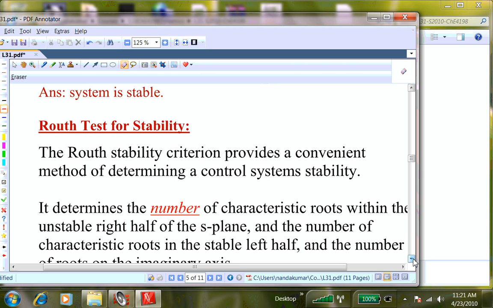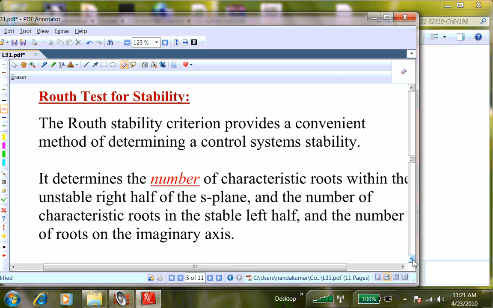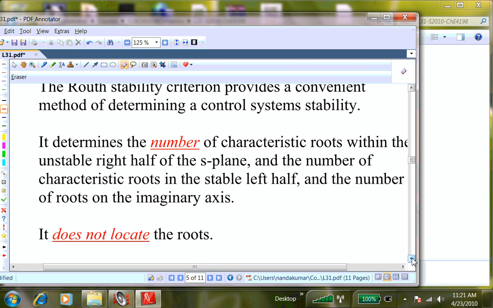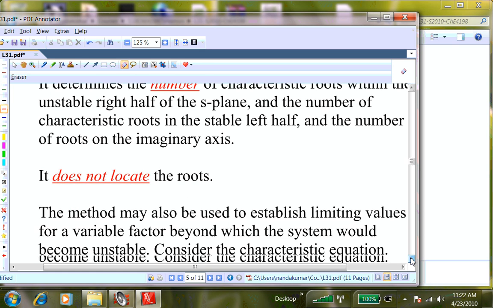Okay? But still, there is an educational value in terms of the thought process that goes into answering that question: whether the system is stable or not, by simply looking at the coefficients of the polynomial without having to solve it. And number two, you'll see that even today it is useful because you can do parameter studies, like you can leave kc as a symbol and answer the question for what value of kc the system will become unstable. So the root test does not locate the roots. It simply answers the question, are there any roots with a positive real part?